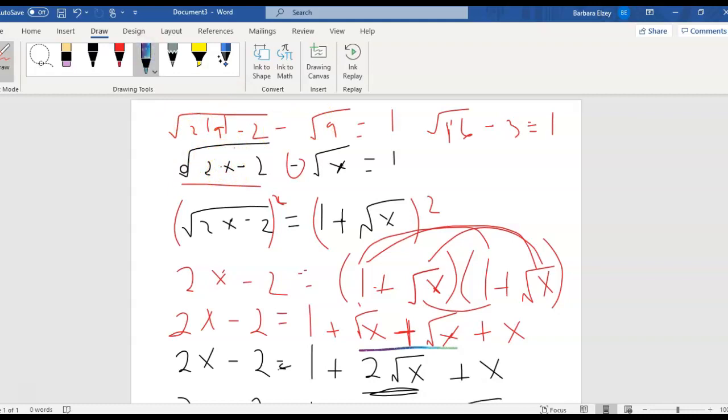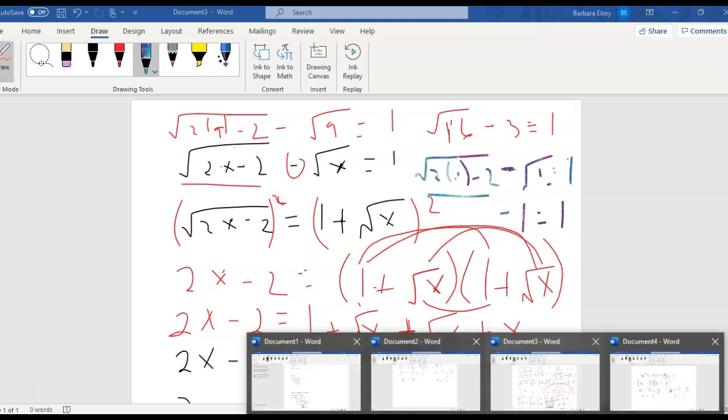But our other solution was a 1, so let's check that, and I'll use a different color here. So we'll have square root of 2 times 1 minus 2 minus the square root of 1 equals 1. Alright, so under the first square root, 2 minus 2 is going to give us 0. So that term is going to go away, and then we have this minus sign in front of the square root of 1, and we're going to get negative 1 equals positive 1, which is not true.